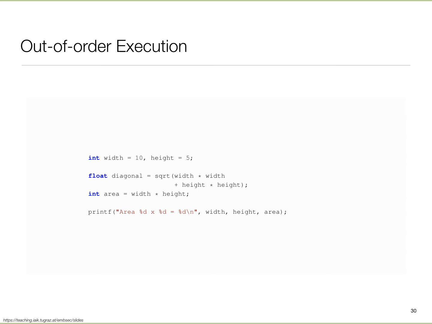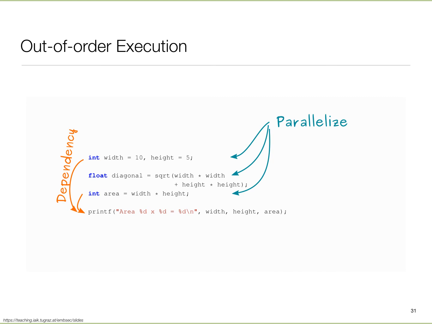So there are things here which have dependence. Clearly, I cannot do the printf unless I have the width, height, and the area, because the printf uses all of them. On the other hand, these instructions can be done in parallel. So certain things can happen together. I can compute diagonal and area in whichever order I like, but I cannot do the printf until I actually have the area, for example, so that's the dependence. So you can always analyze the program and look at these dependencies.